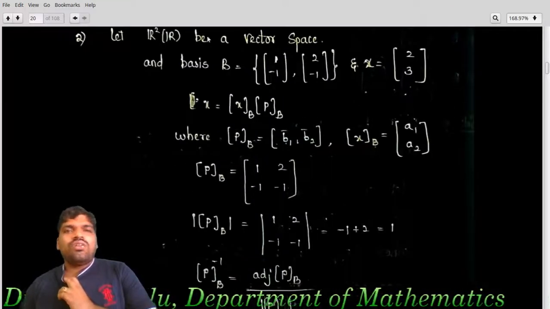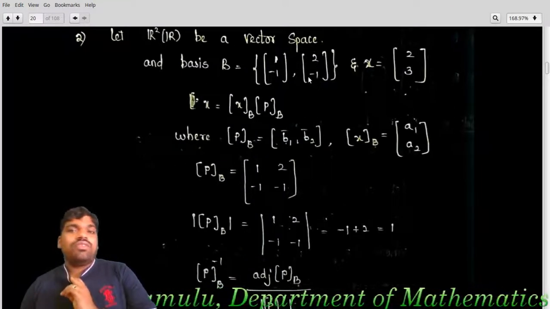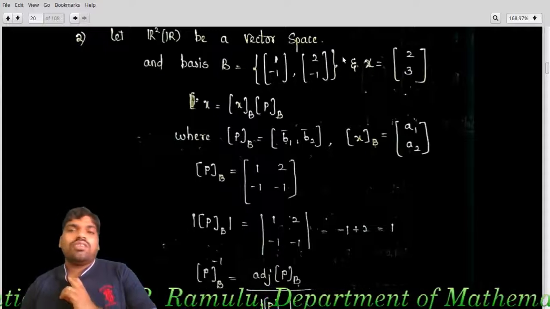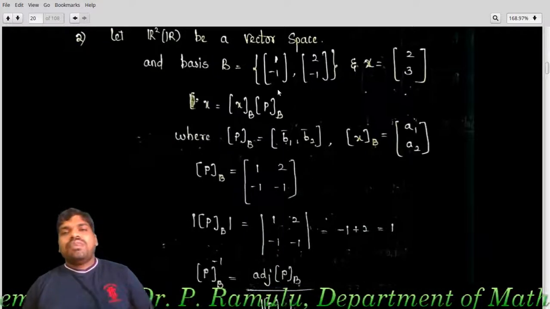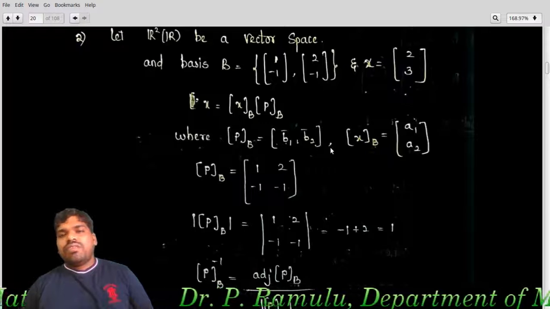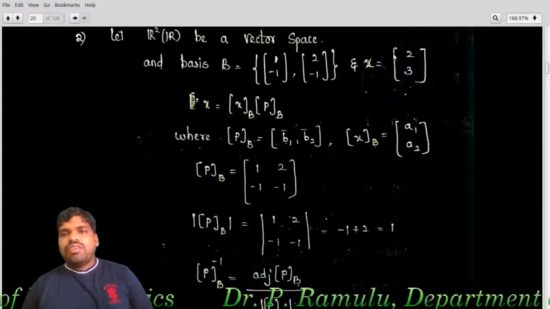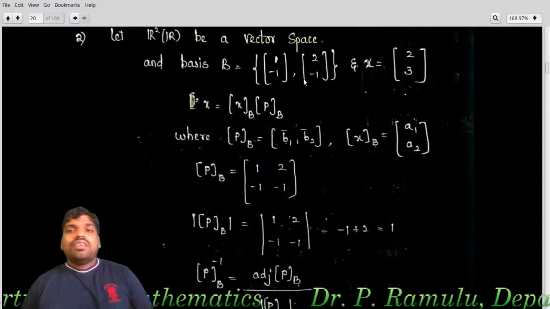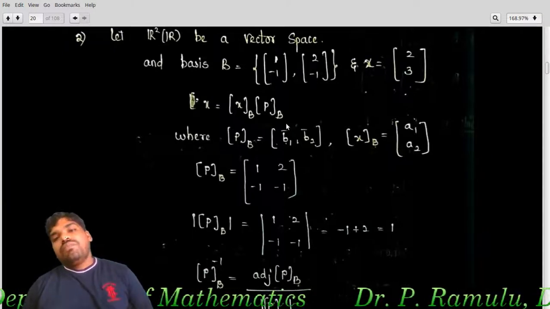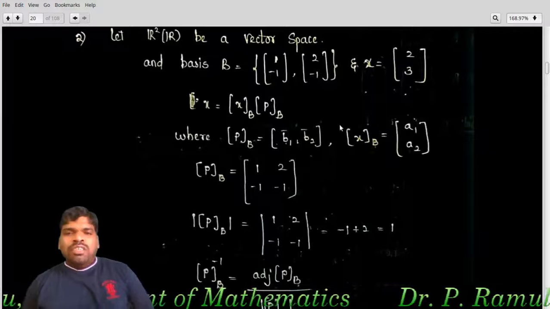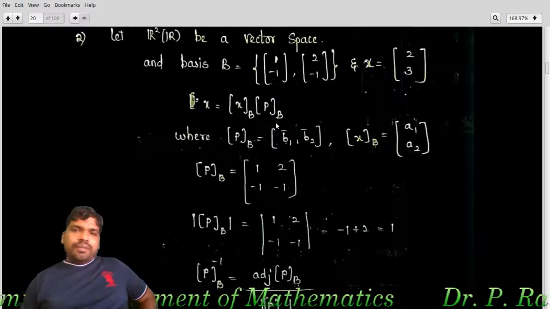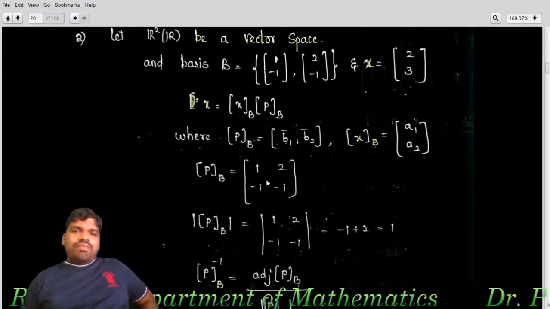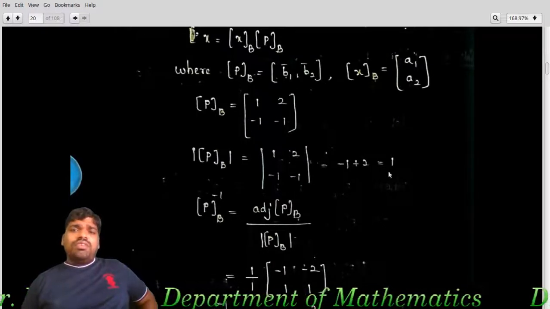Let R² be a vector space with basis B = {(1, -1), (2, -1)}, and x is given. Same as before, x = P_B [x]_B, where P_B = [1 2; -1 -1] and [x]_B = (a1, a2). Here x = a1 b1 + a2 b2. The determinant of P_B is 1.